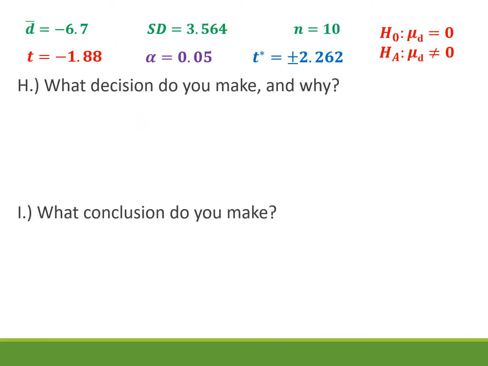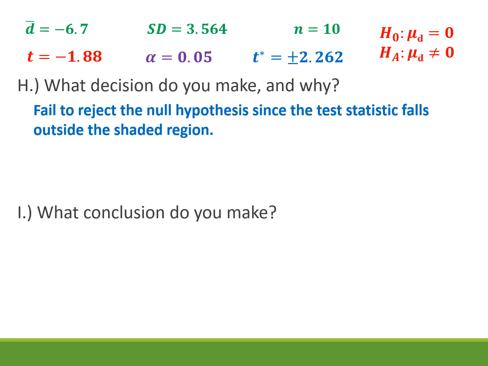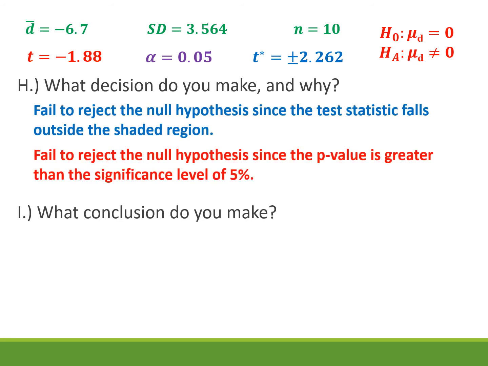And these two final steps are the same as they've always been. What decision do we make and why? Fail to reject the null hypothesis since the test statistic falls outside the shaded region. If we looked at the p-value, fail to reject the null hypothesis since the p-value is greater than the significance level of 5%. We know it's somewhere in between 5% and 10%, which makes it larger than 5%.